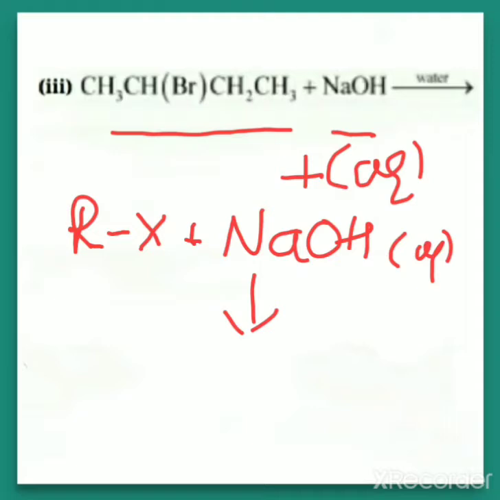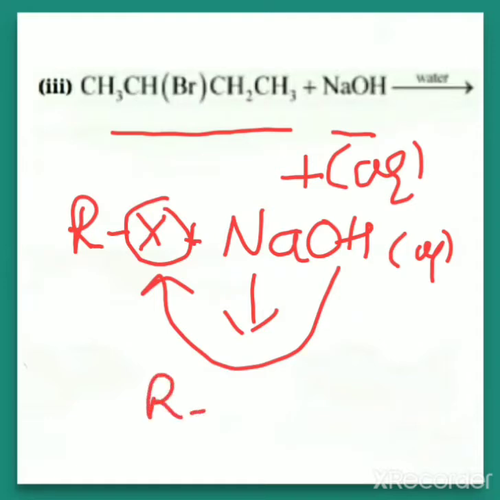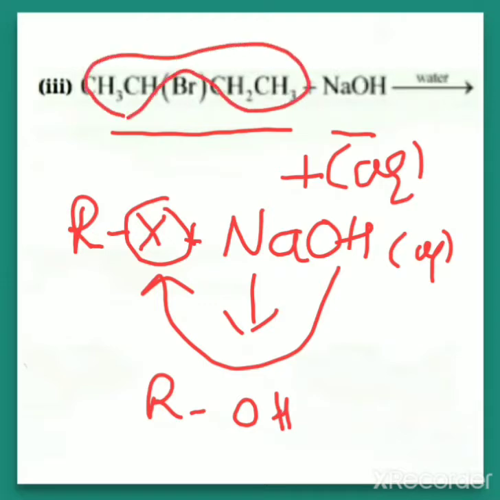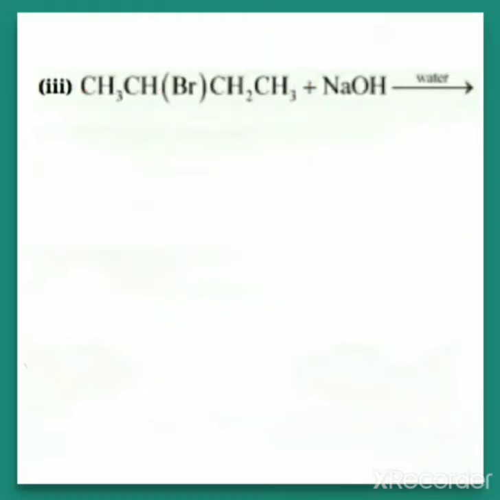So in this reaction, X is substituted by the nucleophile, that is OH. So what will be the product here? The product will be ROH. So that is formation of alcohol. So what is R here? R is whatever given here. So in the place of Br, we have to keep OH. So the product you can very easily generate. In the place of Br, you have to keep OH. So your answer is ready.